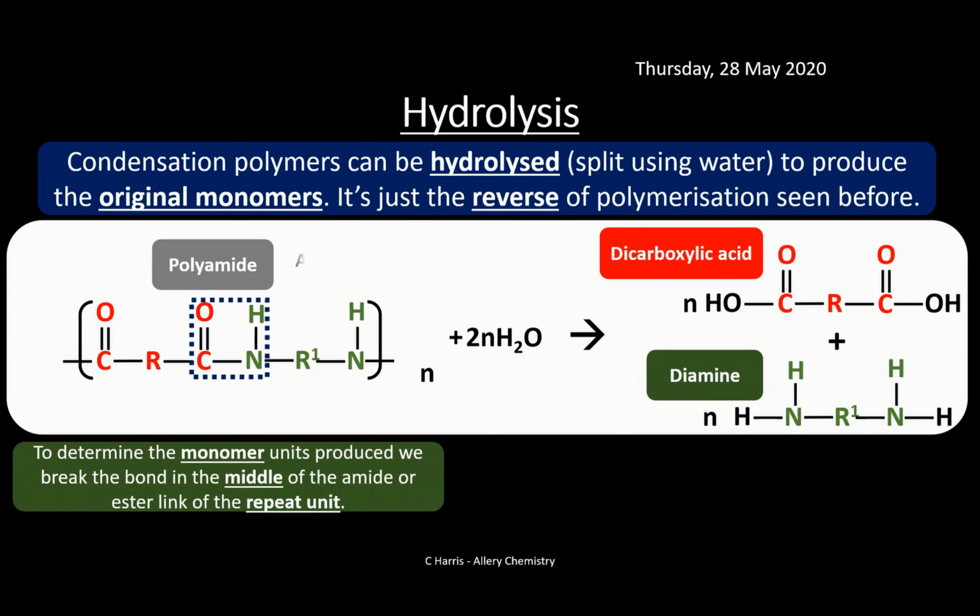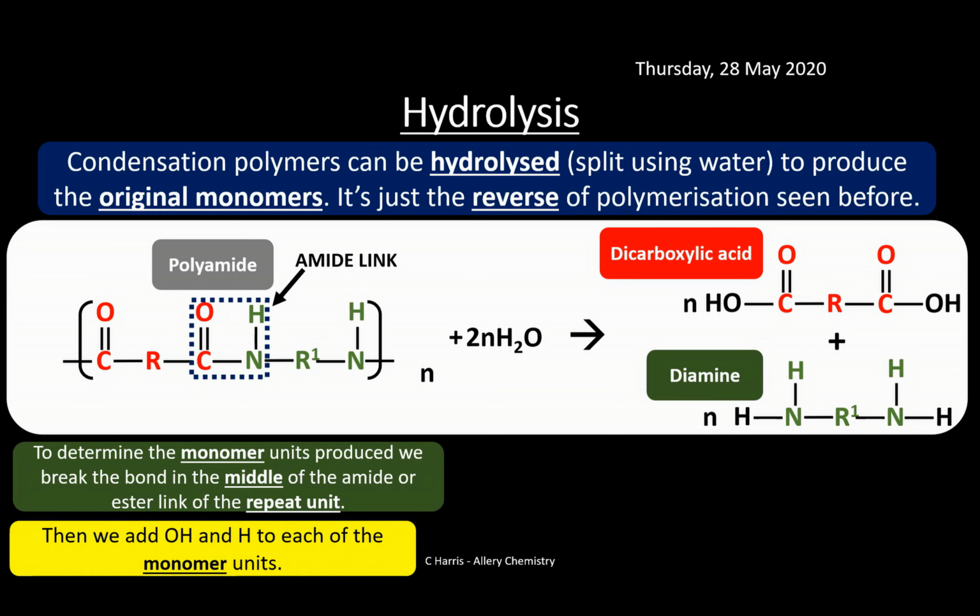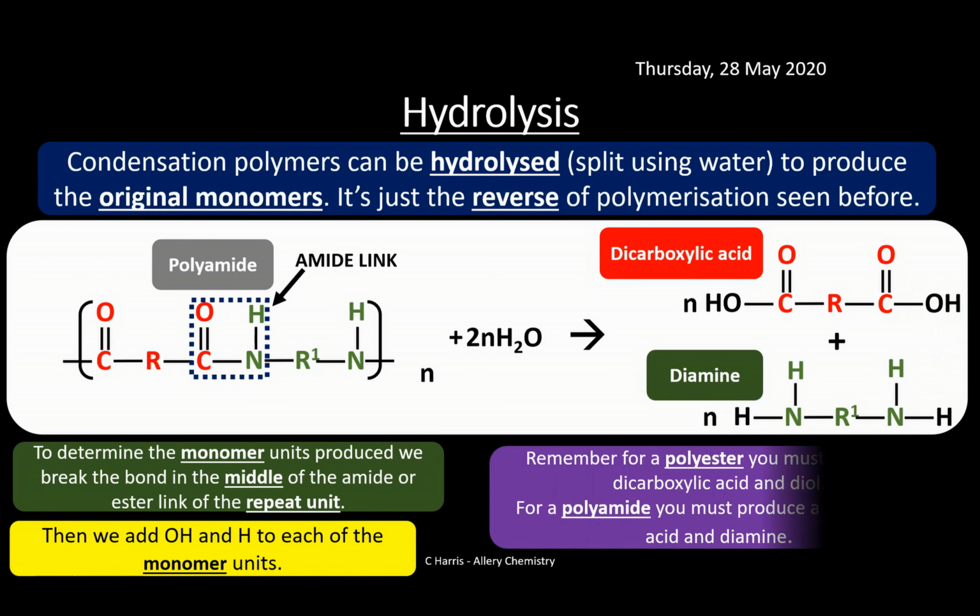To determine the monomer units produced, we just break the bond in the middle of the amide or ester link in the repeat unit. Then we add OH and H to each of the monomer units. You can see here we've got our OHs on the end here, and the H's on the end of your diamine. Remember, for polyester, we must produce a dicarboxylic acid and a diol, and for polyamide, we must produce a dicarboxylic acid and a diamine.